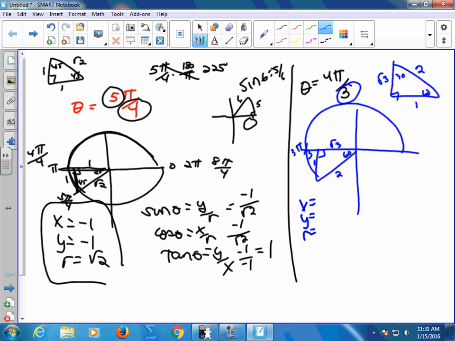Now worry about your negatives. In the third quadrant, x is negative, and what else is negative? Wait, say this again? Oh, opposite the 60. Yes, thank you. I'm looking at this totally backwards. Opposite the 30 is 1. Opposite the 60, radical 3. So now, in quadrant 3, x is negative and y is negative. How about r? Positive. R is always positive.